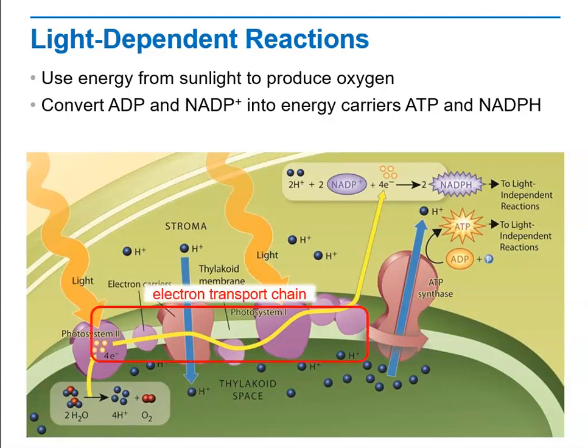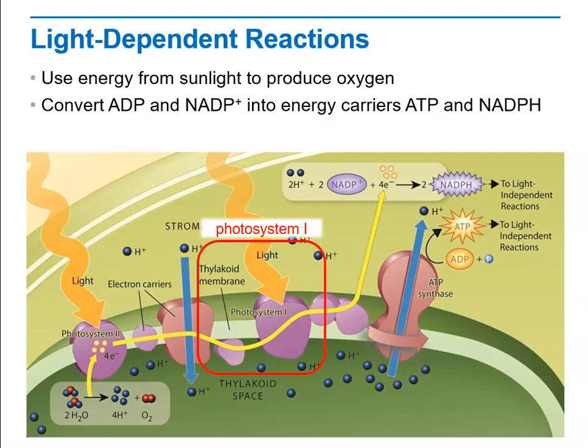Here is the electron transport chain. Notice that it has electron carriers as products. So this is where the high energy electrons that were formed in photosystem 2 are carried to the NADPH. Then here is photosystem 1. Photosystem 1 is in the middle of the electron transport chain, and it comes after photosystem 2 again.